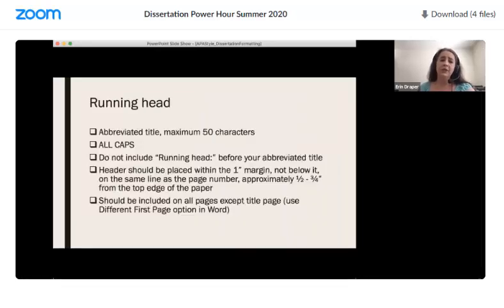You don't want to include the phrase running head and a colon before your abbreviated title the first time it appears in your document or any other time. That has always been the case in our dissertation. That's an Alliant specific guideline as far as APA 6th edition goes. APA 7th edition has gotten rid of it altogether. So it turns out Alliant was a little bit ahead of the curve on that.